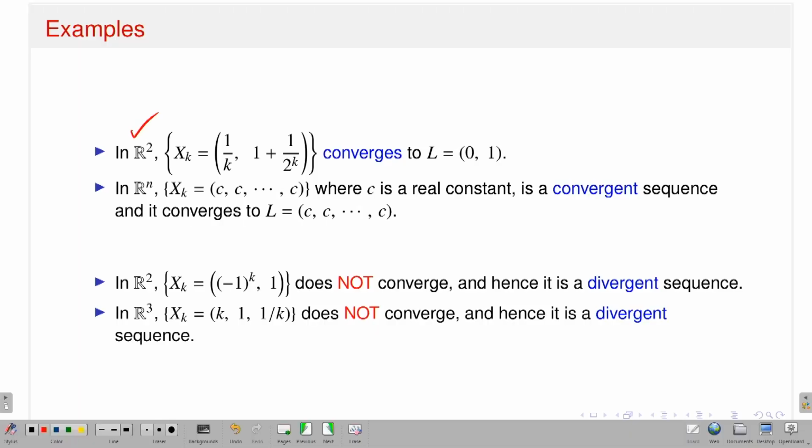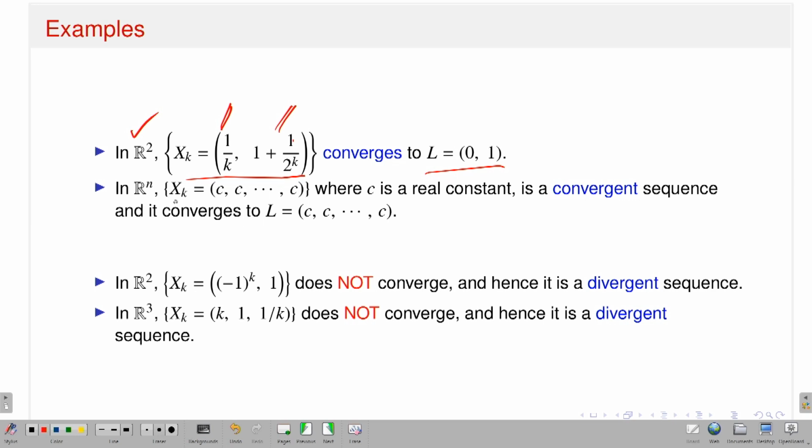Okay, in R2 I have a sequence. These are the component sequences we know, and I am saying that this converges to L, and this is very straightforward. Why? Because the first component sequence I know converges to 0, and the second component sequence converges to 1, so therefore it converges to (0, 1). Just by using the earlier theorem, because I know the convergence of the component sequences, I know the convergence of the full sequence xk in R2.